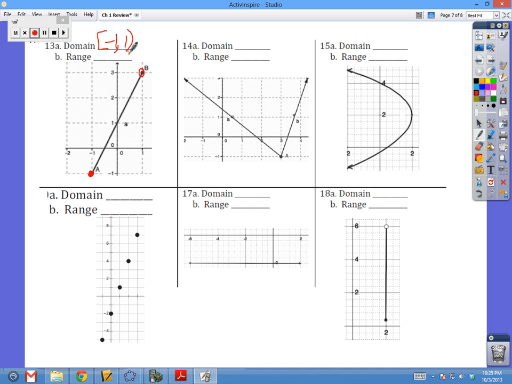The range is up and down. The very lowest it goes is down here to a -1, and the very highest it goes is all the way up to 3. It does not include 3, but it does include -1.